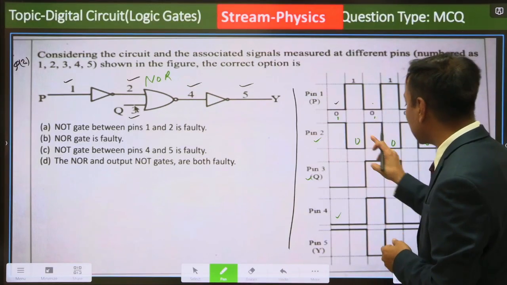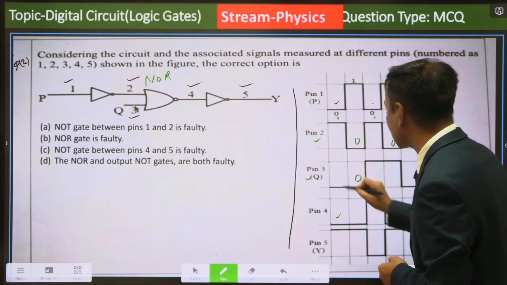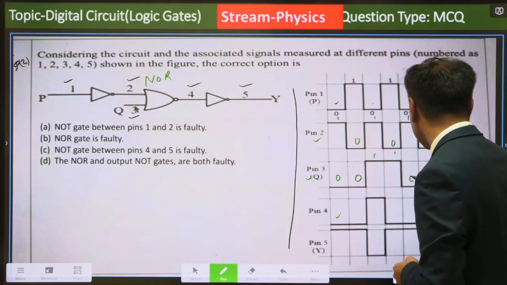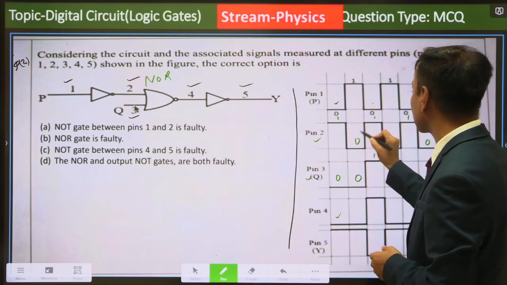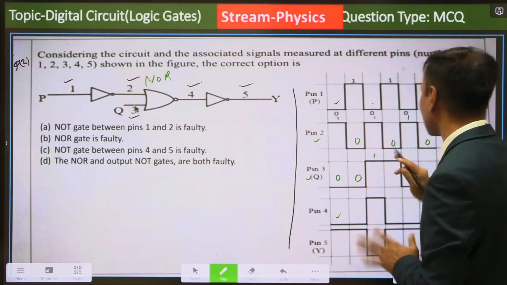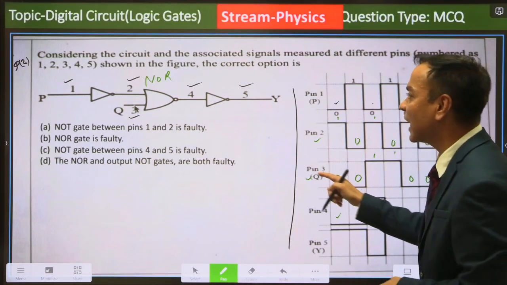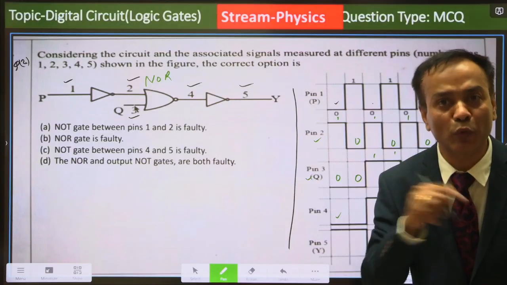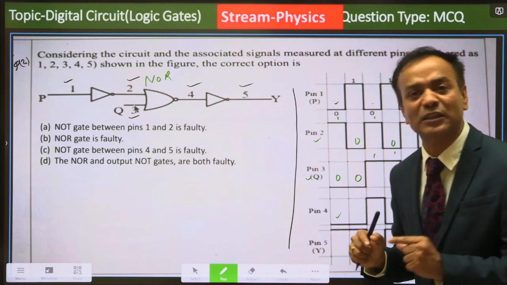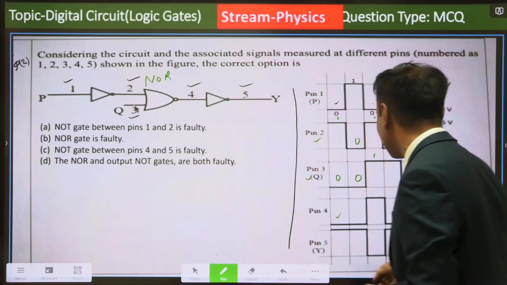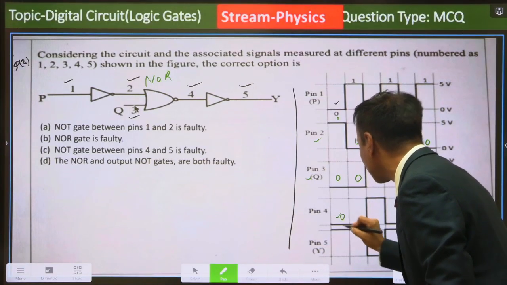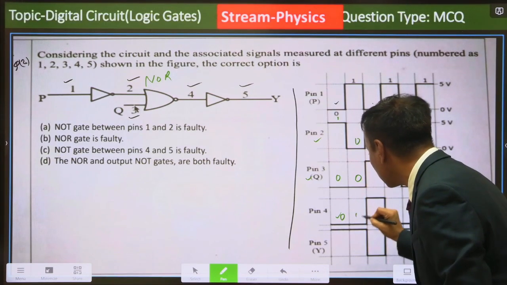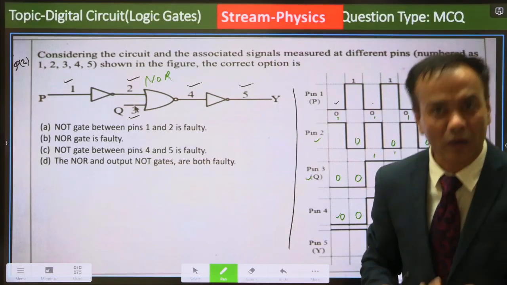Now if you see that here this is 0 and this is 0, this is 0, this is 1, this is 1, this is 0, this is 0. So here it is 1 0 1 0 1 0 like that. Now at pin number 4, what should it get? If both are 0, then the output must be 1 as per the NOR operation. So for the first block it is 0, but here it should come 1, but here it is given 0. That is the fault. We got the fault.